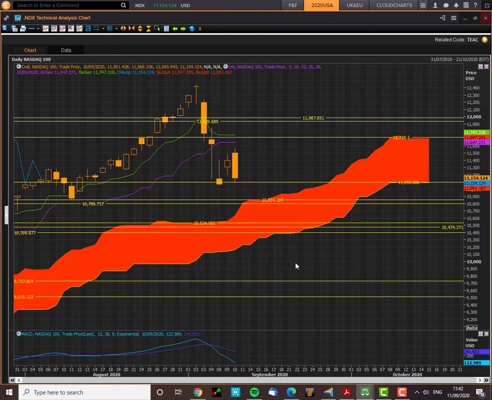Right. Now, in the most recent sell-off, we sliced through this little green line there, which is the turning line. It's the highest high plus the lowest low of the last 9 days divided by 2. So it's a pivot point of the last 9 days.